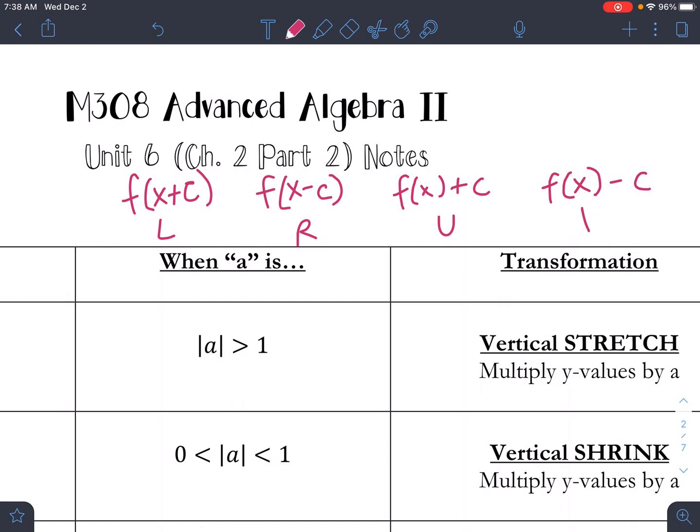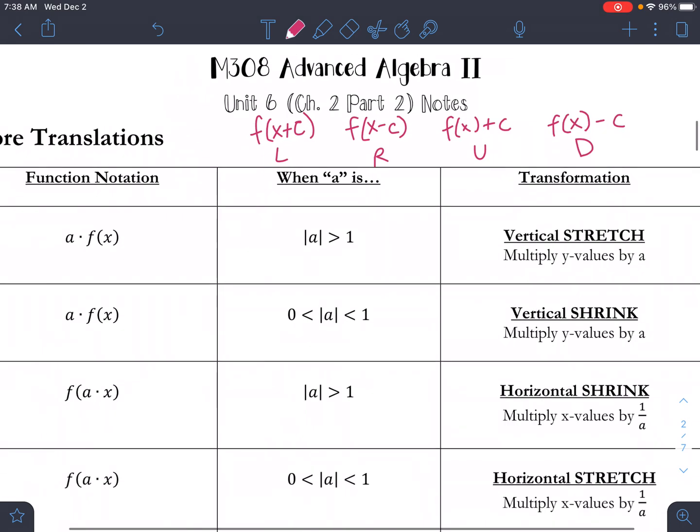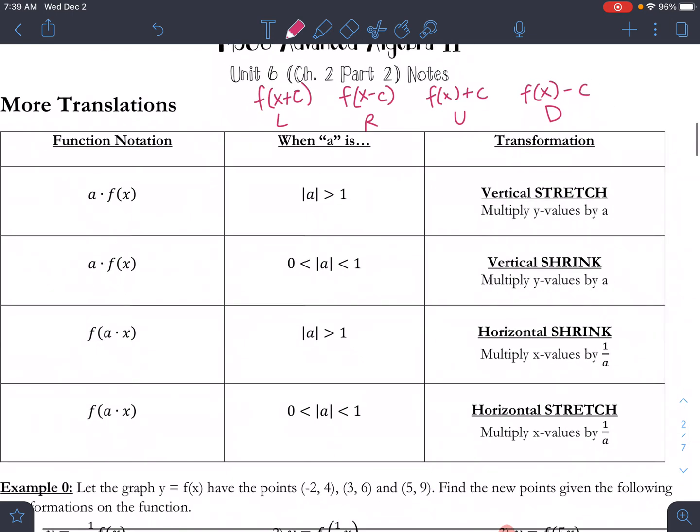So I'm not going to re-go through those. Those are ones we expect that you guys remember from the previous lesson, so definitely make sure you feel good about that. And we're just going to add some more on. So the first one we're going to talk about is when something is multiplied on the outside of the function.